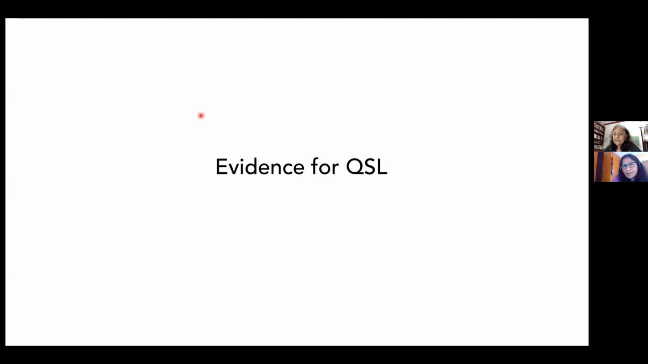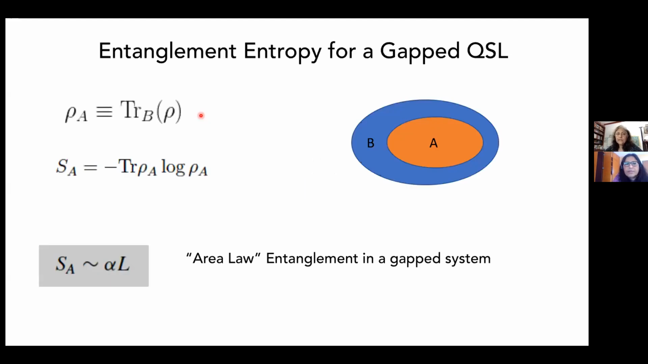What is the evidence that it's a quantum spin liquid, in terms of having this topological order? So here I turn to this concept of entanglement entropy. If you take a system and break it up into 2 parts, A and B, and you trace out B, then you can get the density matrix of part A, and from that you can construct the entropy of A from trace rho log rho.